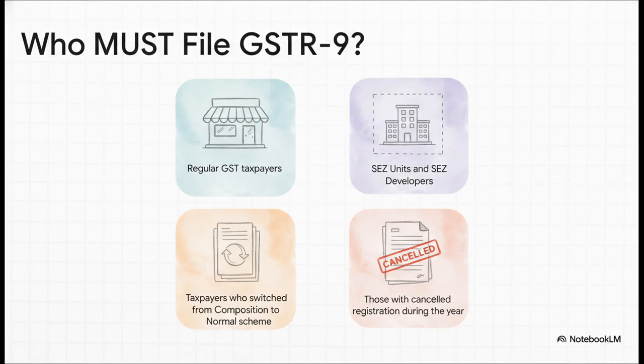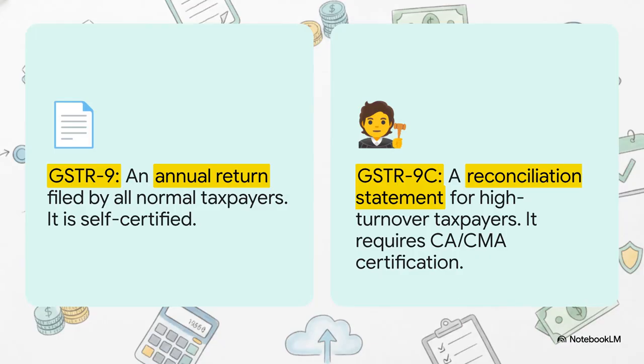And hey, it is super important not to get GSTR-9 mixed up with its cousin, GSTR-9C. They sound similar, but they're totally different. GSTR-9 is the annual return that you self-certify. GSTR-9C is a separate reconciliation statement that's only for businesses with a higher turnover, and it needs a professional certification.